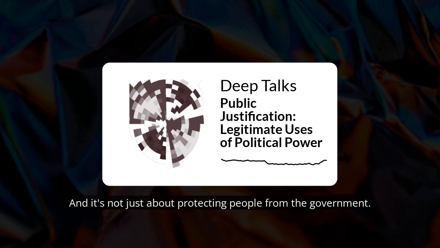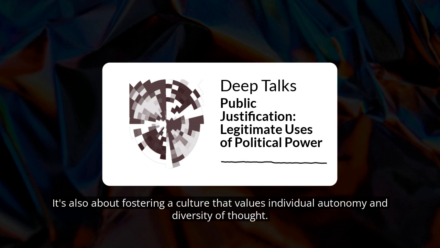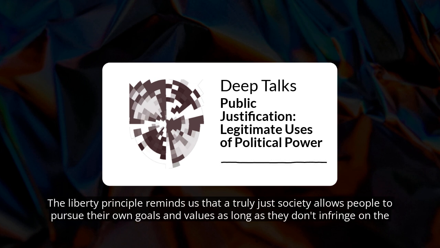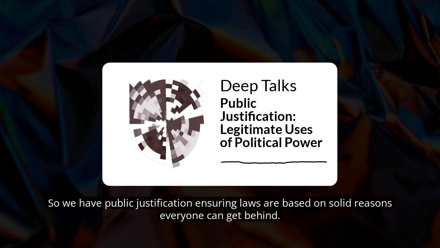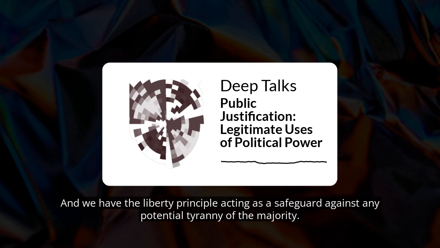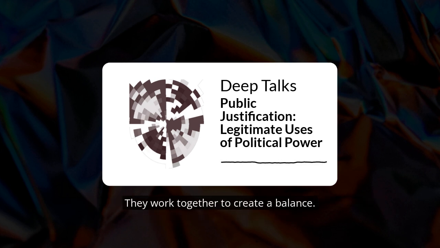And it's not just about protecting people from the government. It's also about fostering a culture that values individual autonomy and diversity of thought. The liberty principle reminds us that a truly just society allows people to pursue their own goals and values, as long as they don't infringe on the rights of others. So we have public justification ensuring laws are based on solid reasons everyone can get behind. Right. And we have the liberty principle acting as a safeguard against any potential tyranny of the majority. Right. They work together to create a balance.